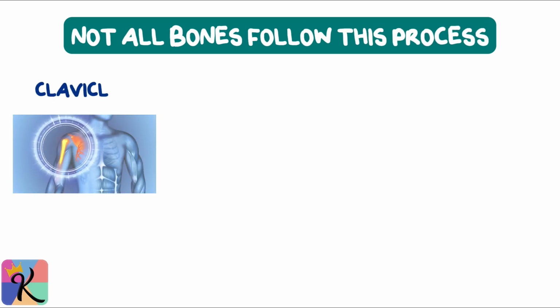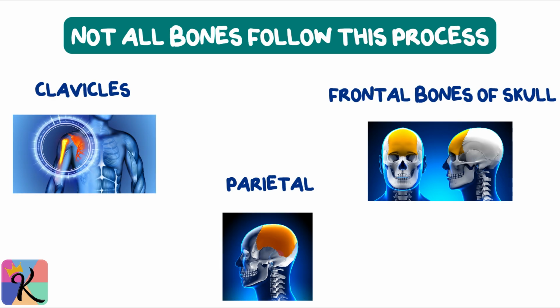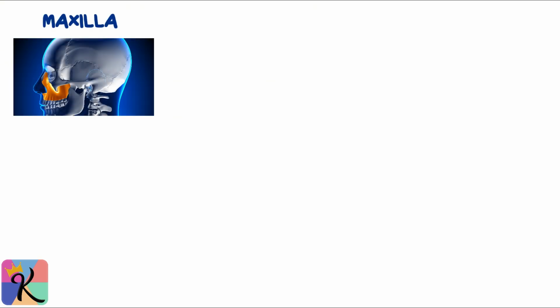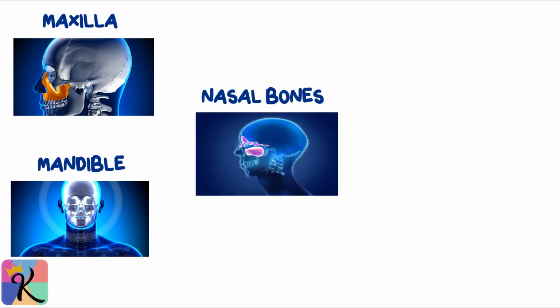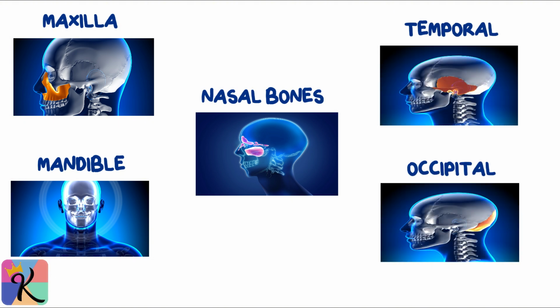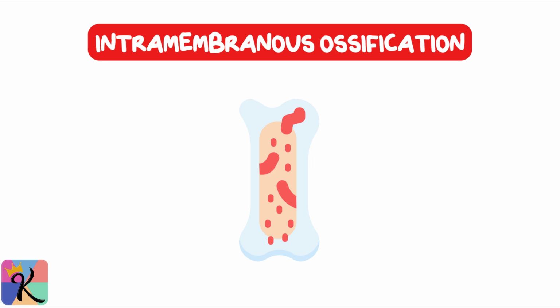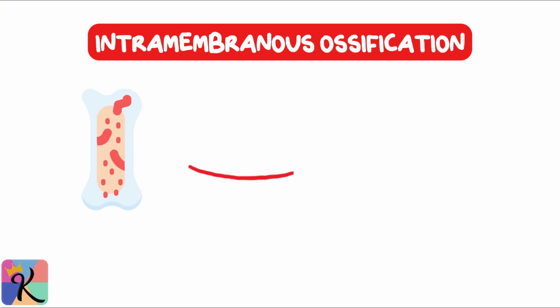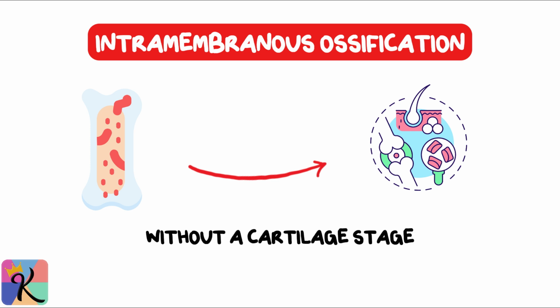However, not all bones follow this process. Some, like the clavicles, parietal and frontal bones of the skull, maxilla, mandible, nasal bones, and parts of the temporal and occipital bones, develop through a different process called intramembranous ossification. In intramembranous ossification, bone is formed directly from mesenchymal tissue without a cartilage stage, which is typical for flat bones such as those in the skull and the clavicles.